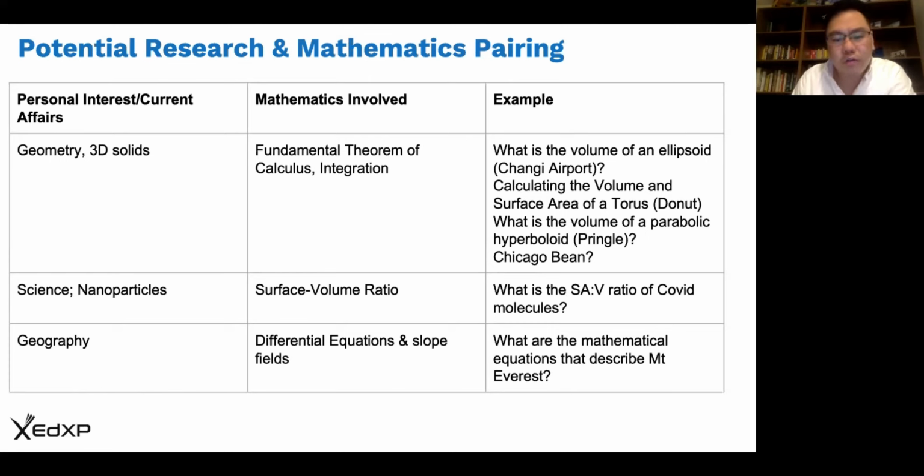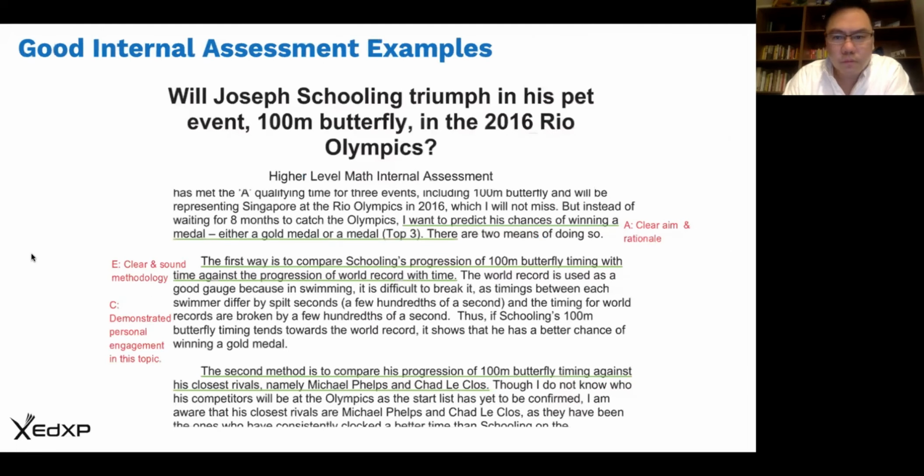If you're interested in geography, you can look at differential equations and slope fields. I thought of this last night: what are the mathematical equations that describe Mount Everest? Differential equations and slope fields is a new topic in AA and also AI. Very interesting stuff that you can look into.